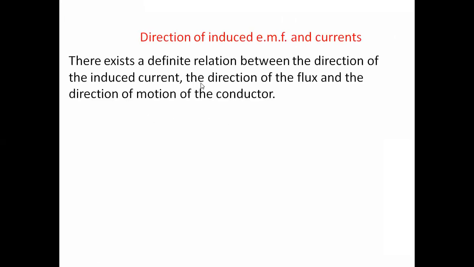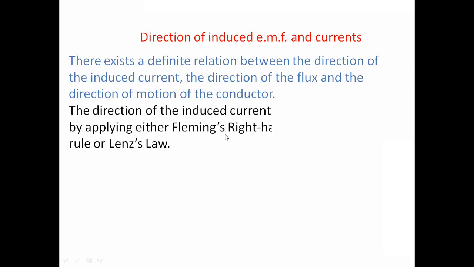Direction of induced EMF and currents. There exists a definite relationship between the direction of the induced current, the direction of the flux, and the direction of the motion of the conductor. The direction of the induced current may be found easily by applying either Fleming's right hand rule or Lenz's law. So an EMF is generated, and due to that the current is produced.